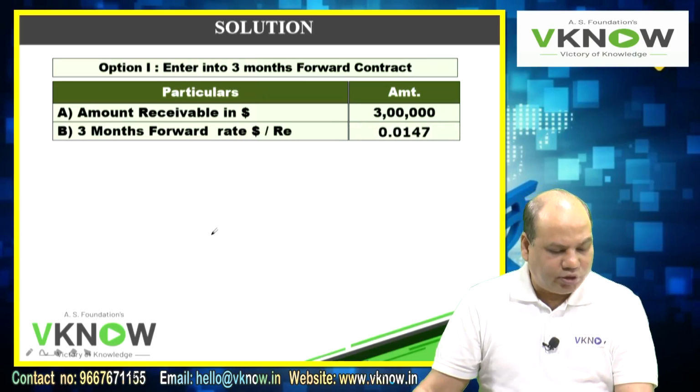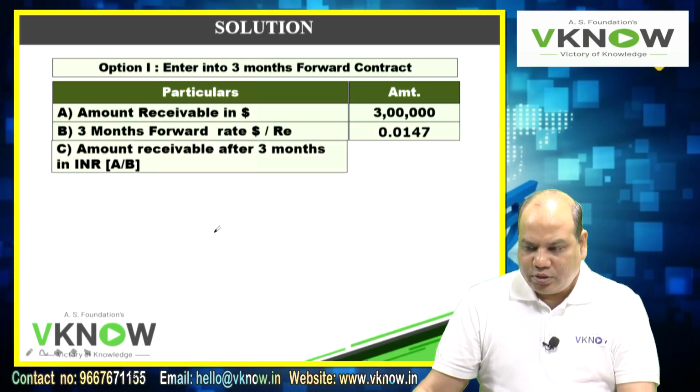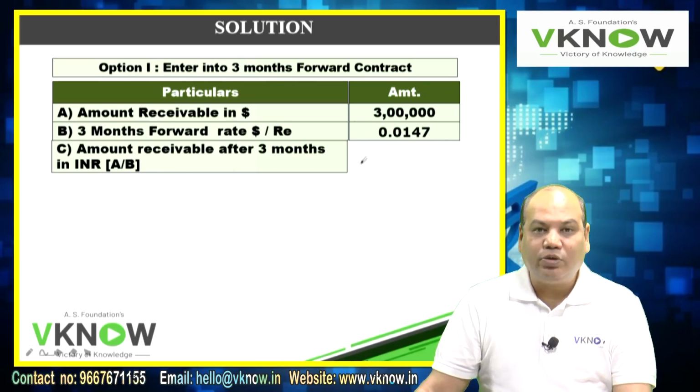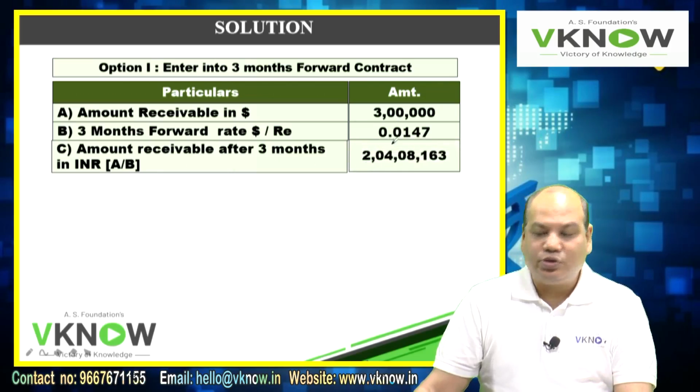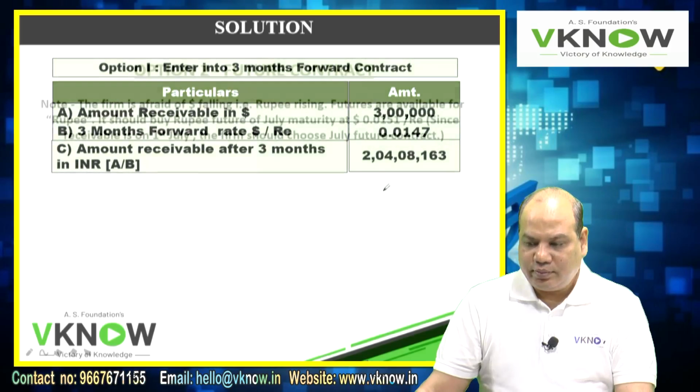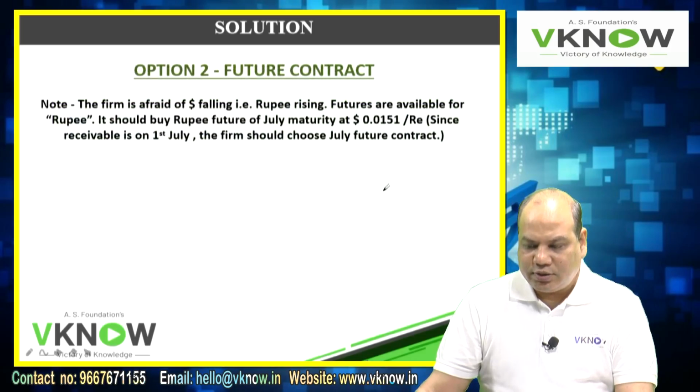This is a May 2019 question. Very important. Amount receivable after 3 months in rupees: what will you do, multiply or divide? Divide. So please divide on your calculator. 3 lakh divided by 0.0147. You will be getting 2,04,08,163. This is your first answer.